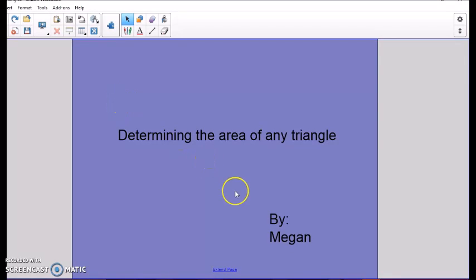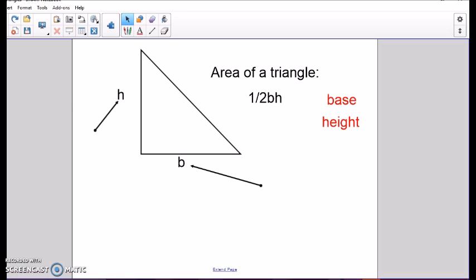Okay, so we are going to be determining the area of any triangle. First of all, the area of a triangle is determined by finding what the base and height is. And so we declare one spot the base and one spot the height. This is going to be the height, represented by the letter H, and this is going to be the base, which is represented by B. And so the formula for the area of a triangle is 1/2 base times height.